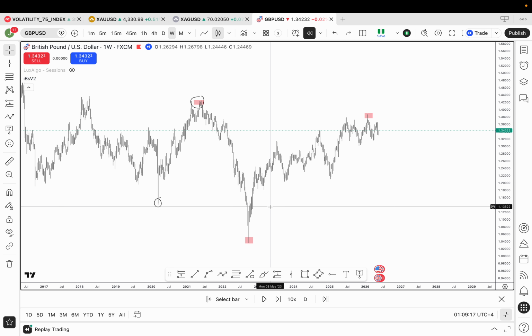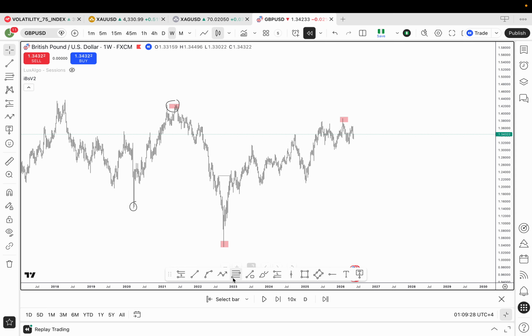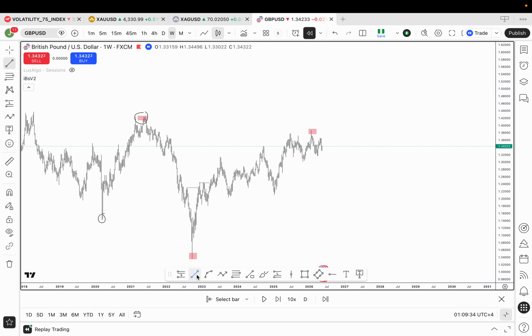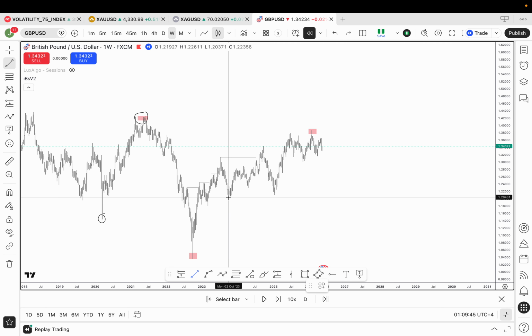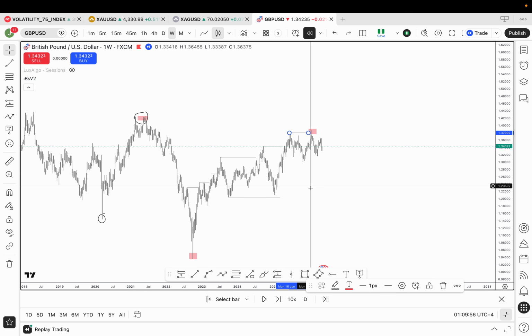Do you understand? Then how are you going to do it in a very simplified way? Again, search for where we have a break of structure. So this is a break, right? This is another break, right? Then this is another break, inside one. This is a break, okay? Then this is a low, this is a break, okay? And this is a break, okay?